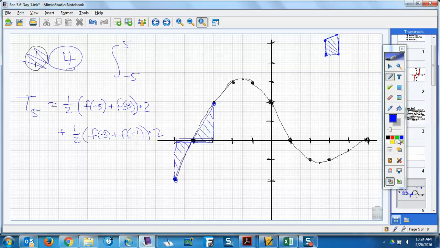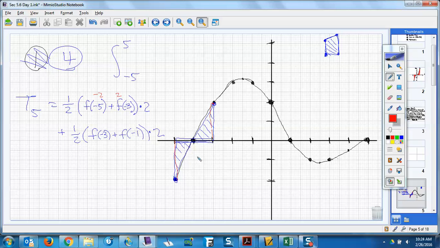Now, let's go ahead and put in the numbers on this one. You're right, f of -5 is -2. F of -3 is how much? 2. That's -2 plus 2. 0. So this is area of 0. Well, isn't that what you saw right here with those 2 triangles? One's negative, one's positive. They're the same. That is going to be a 0 area. So the formula makes it work.